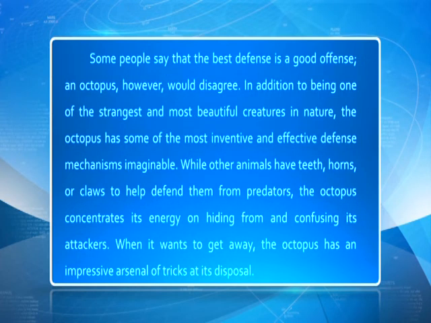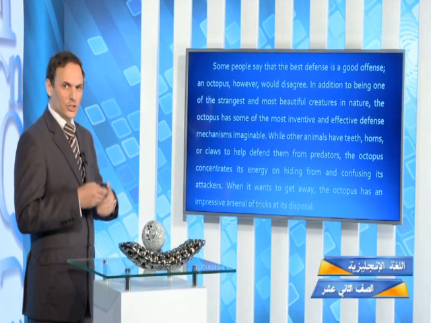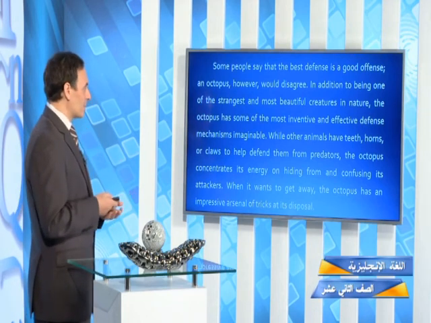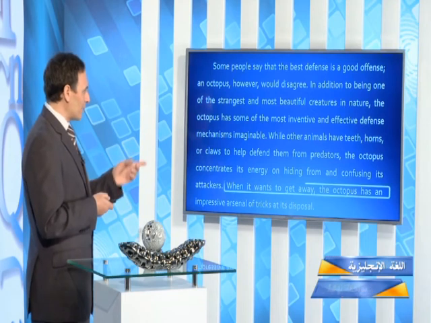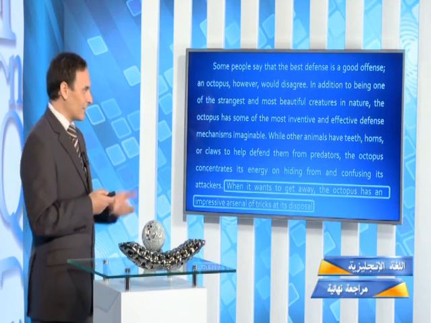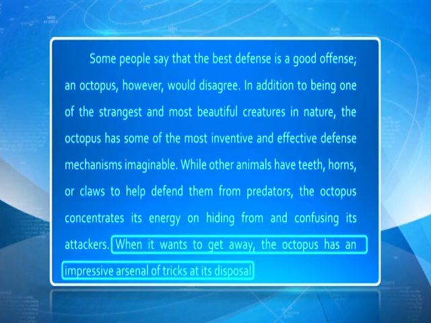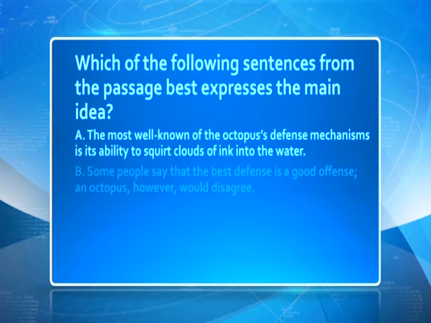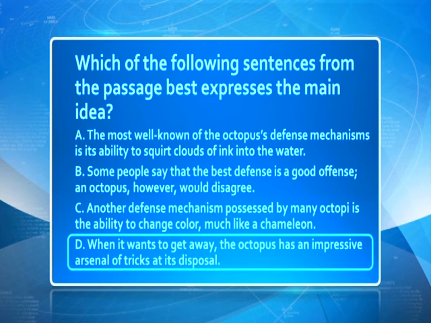Now, here is the paragraph. If you want to look for the main idea of a paragraph or the topic sentence, then you need to look at the first sentence. But in here, because this is an introduction, and the writer started by giving general information or background information about the topic, then you have to read up to the last sentence where you can find the thesis statement. Okay? So the thesis statement reads, when it wants to get away, the octopus has an impressive arsenal of tricks. And this makes sentence or option D the correct answer. When it wants to get away, the octopus has an impressive arsenal of tricks.